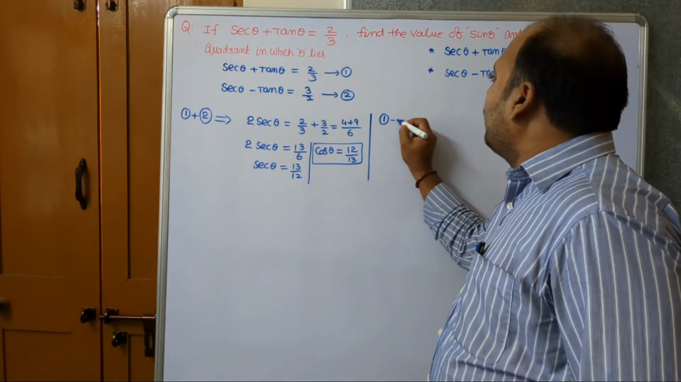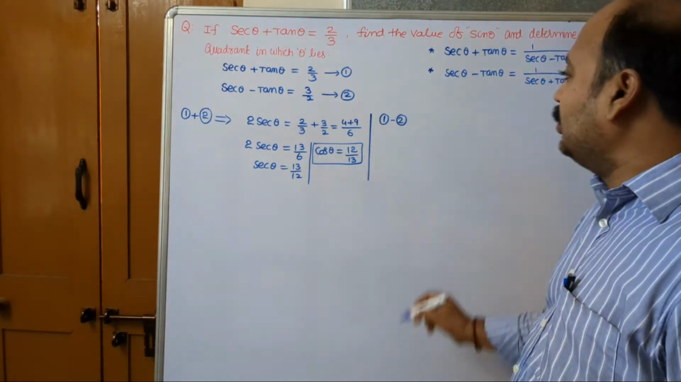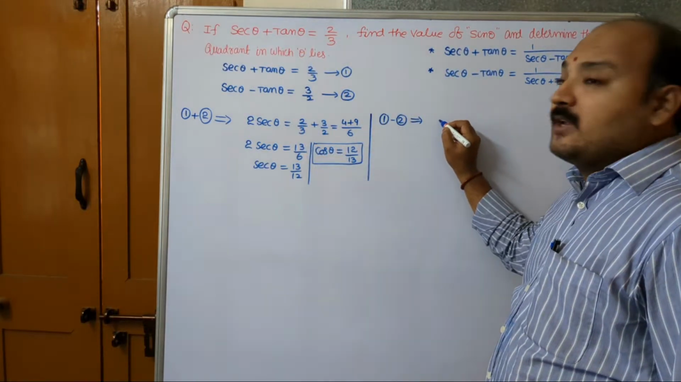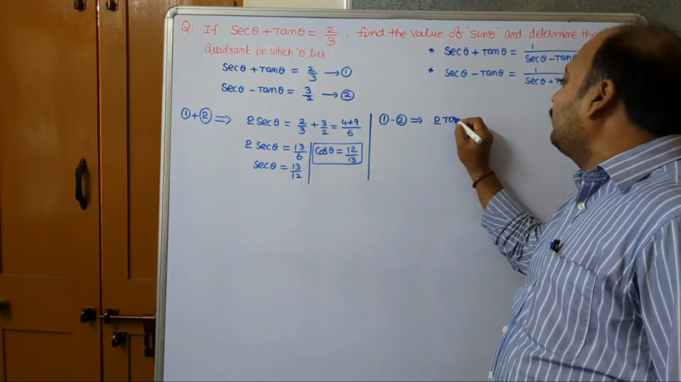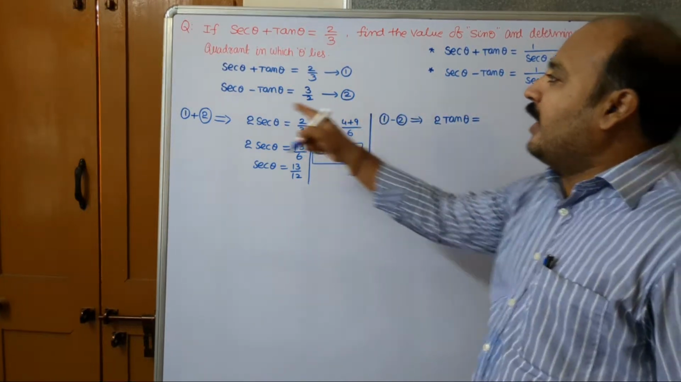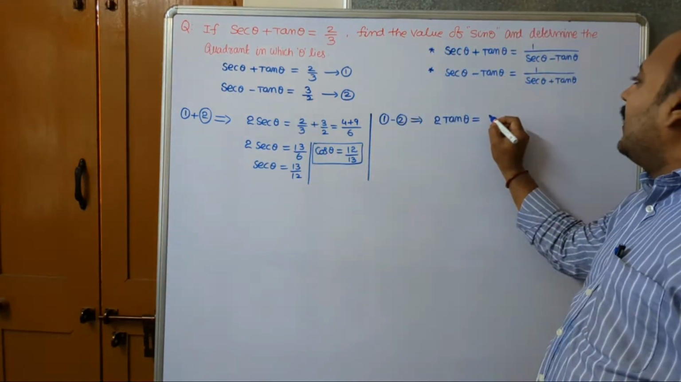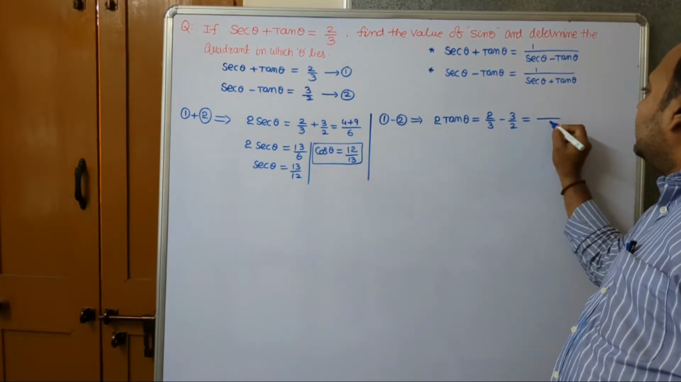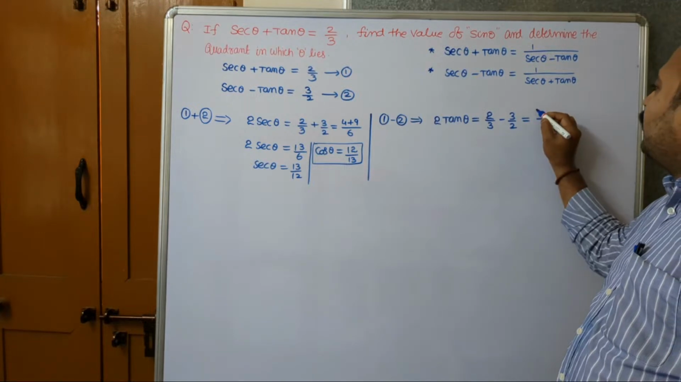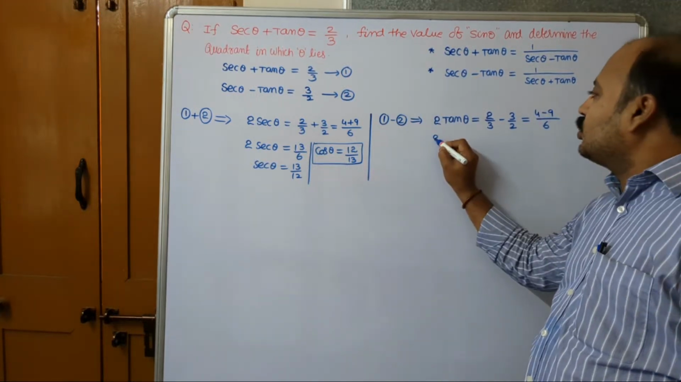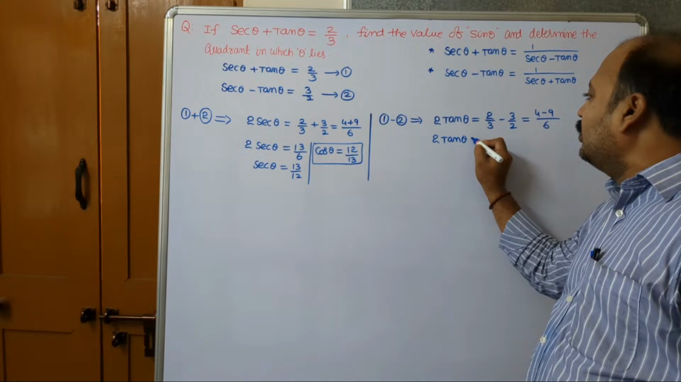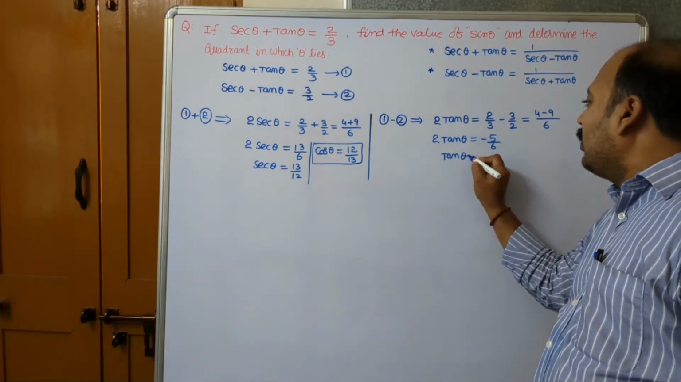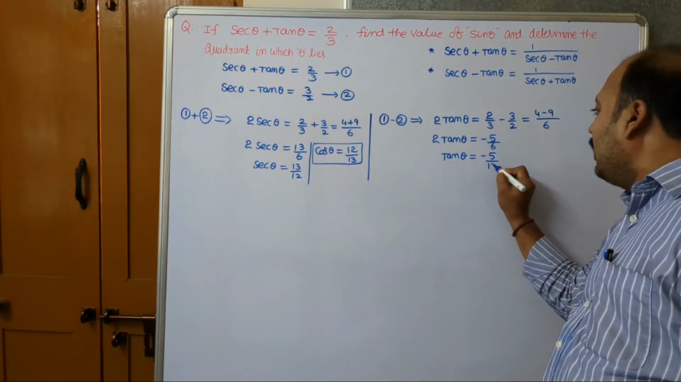Now I am subtracting 1 minus 2. That implies secant theta minus secant theta cancels. Tan theta plus tan theta is 2 tan theta, equal to 2/3 minus 3/2. So that is equal to, LCM is 6, 2 2s are 4 minus 9. So 2 tan theta is equal to minus 5/6. Tan theta is equal to minus 5/12.